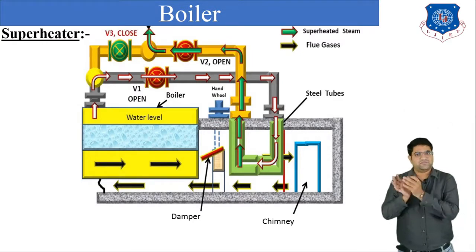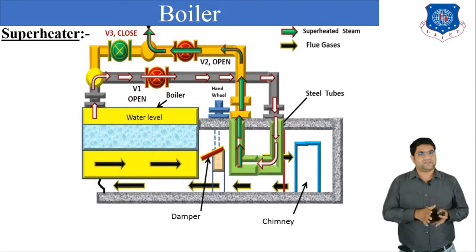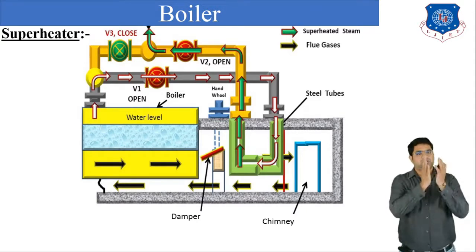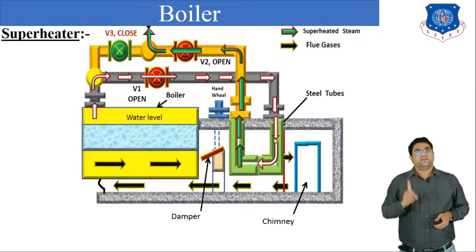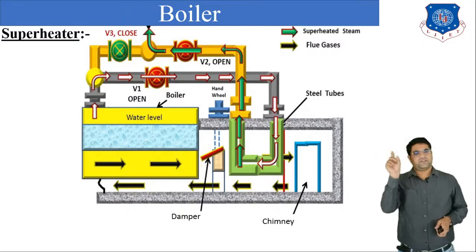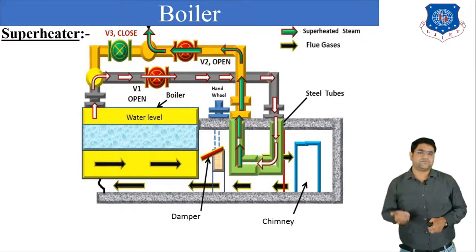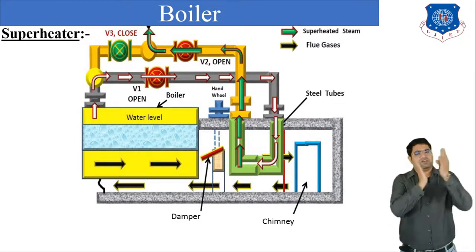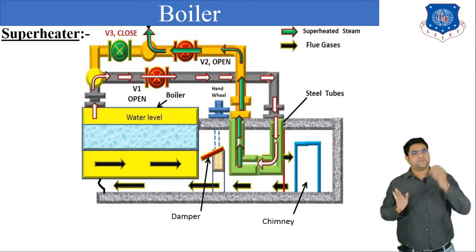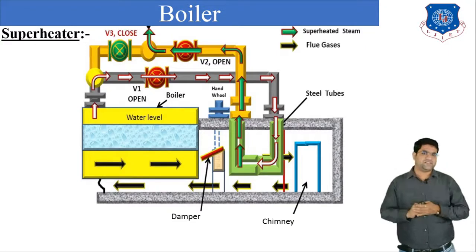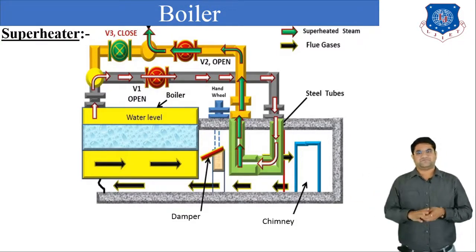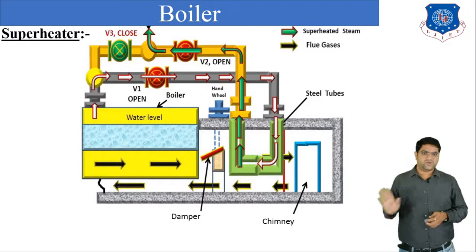Finally the wet steam will be converted into dry steam, and the dry steam will convert into superheated steam. Now from the valve V2 we can get superheated steam to the steam stop valve, and from the steam stop valve we can move this superheated steam to the turbine, and with the rotation of the turbine we can generate electricity. So this is the simple use of the superheater.